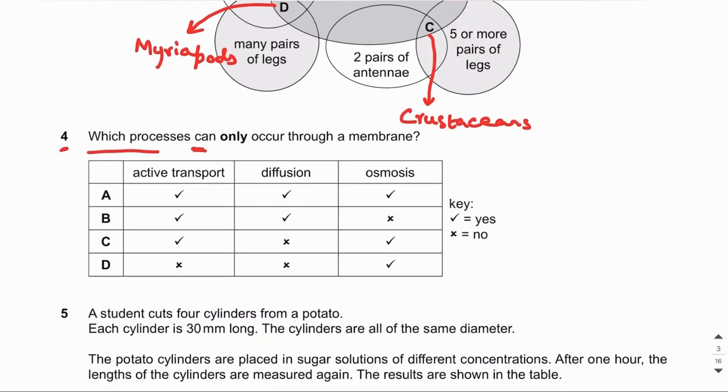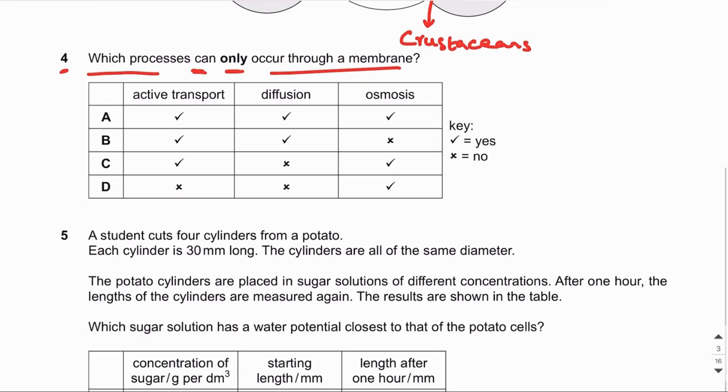Which processes can only occur through a membrane? So what processes can only occur through a membrane? Active transport can only occur through a membrane. It cannot occur without a membrane because active transport requires transport proteins or protein pumps, which pump the molecules against the concentration gradient, that is from a lower concentration to higher concentration. So guys, always remember this point, that active transport requires protein pumps or the transport proteins which are found in the membrane. So active transport can only occur through a membrane.